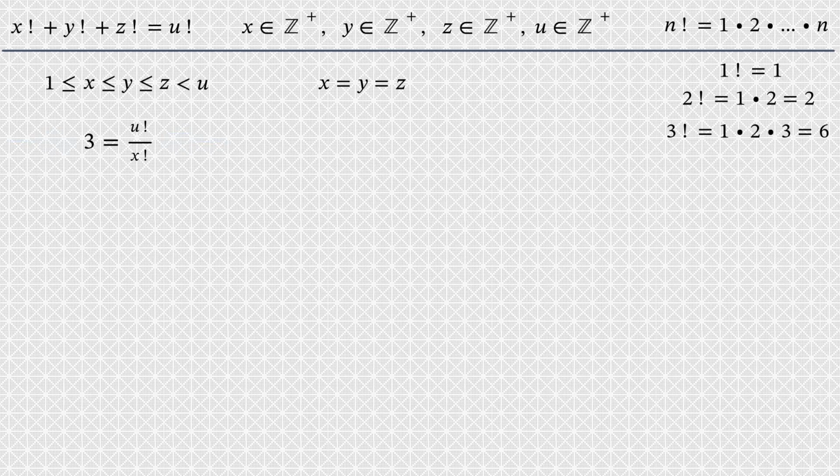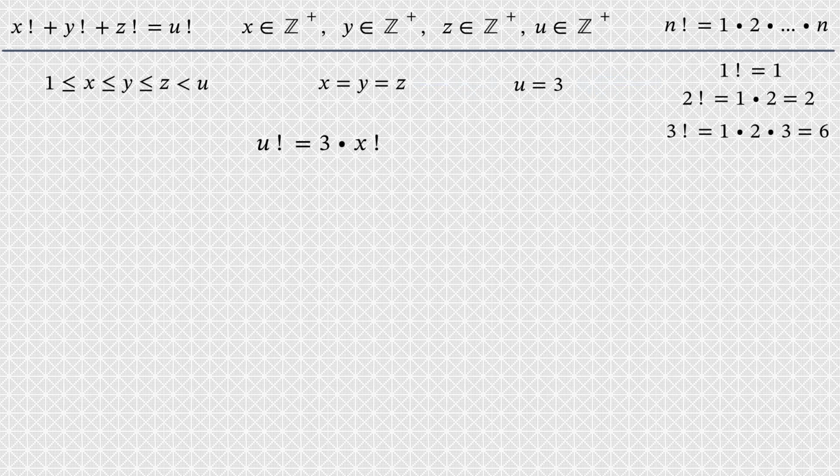The new equation can be rewritten as u factorial equals 3 times x factorial, and the rest is really easy. Since 3 is a prime number, it can only be a whole factor for u factorial. And 3 must be more than x, as all the factors not exceeding x belong to x factorial. Therefore, 3 is the greatest factor for u factorial, which simply means that u equals 3.